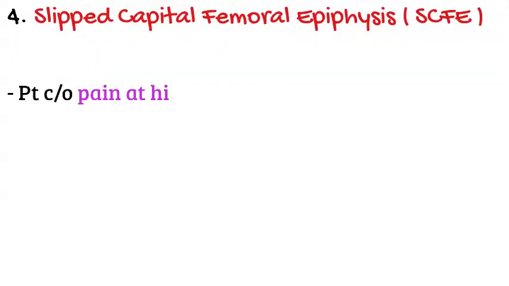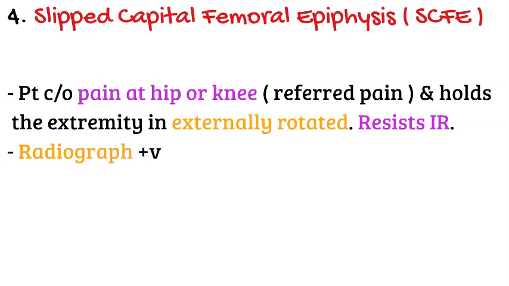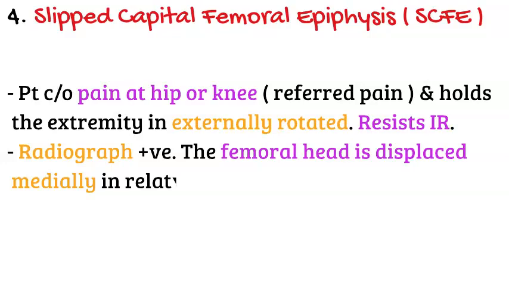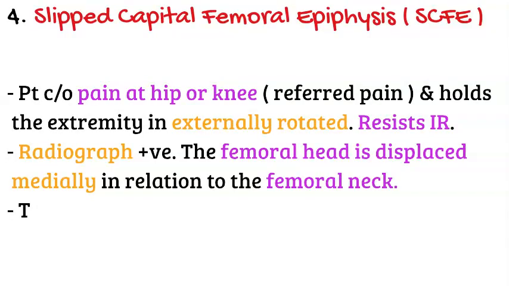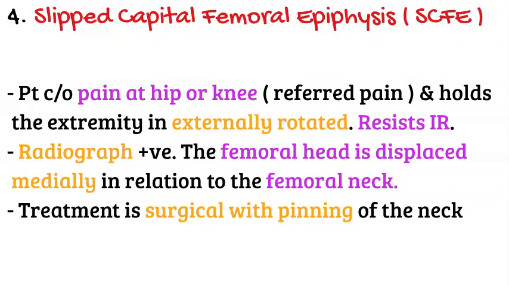Patient will usually complain of pain at the hip or knee, usually referred pain to the knee, and holds the extremity in an externally rotated position. They will resist internal rotation. The radiograph will be positive. The femoral head is displaced medially in relation to the femoral neck. The treatment is always surgical intervention with pinning of the femoral neck.